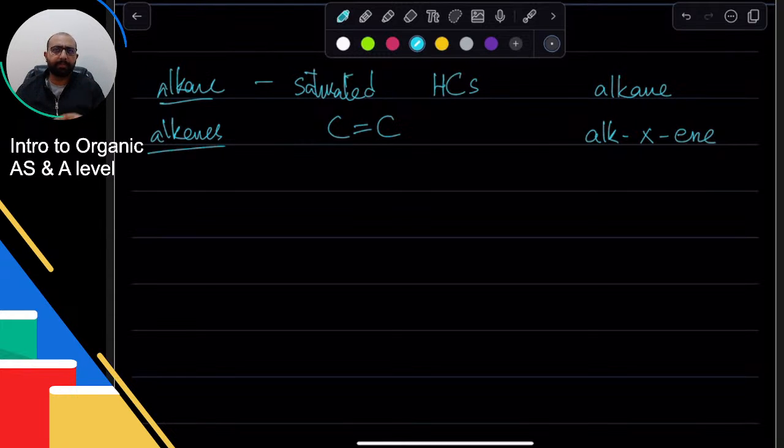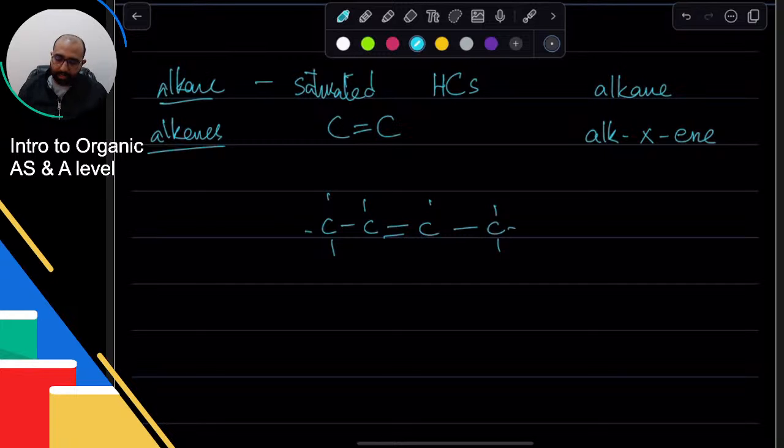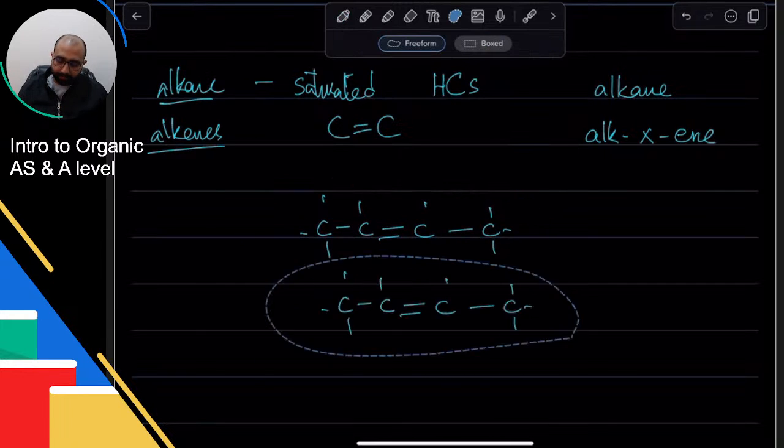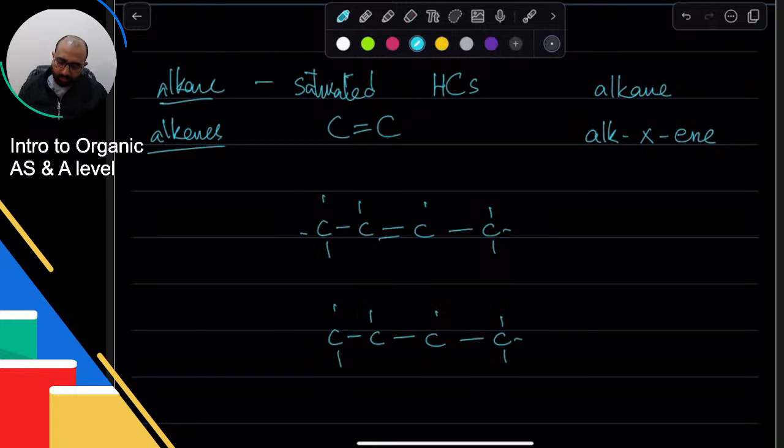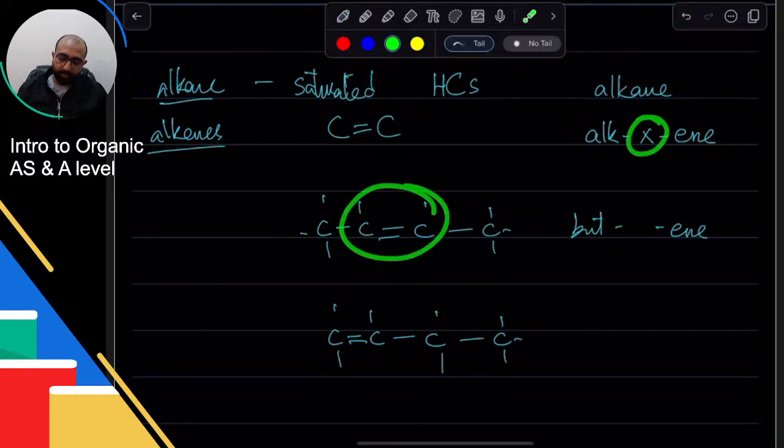So we will do some examples of that and you will see that, for example, if I have this and there's a double bond here, then this is very different from if I had a copy of this but a double bond on the first carbon. Ye yahan ki bajaye idhar hai, so these are two completely different compounds. Both of them have 4, so but-ene, and the X part tells me that I'm talking about the number of the carbon.